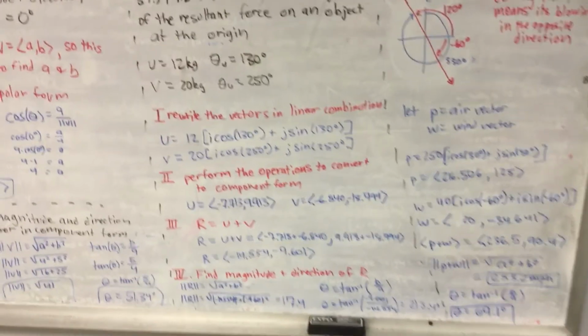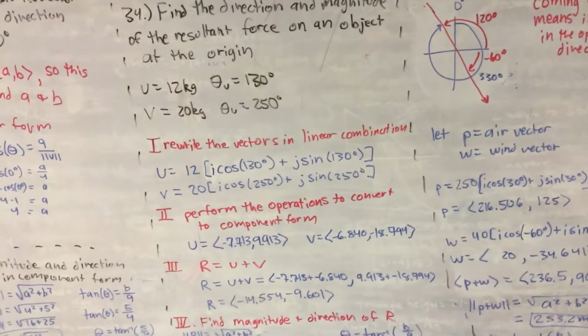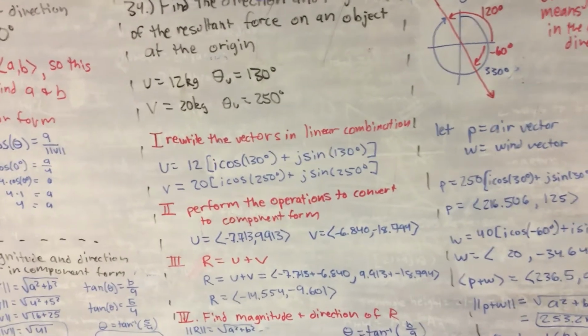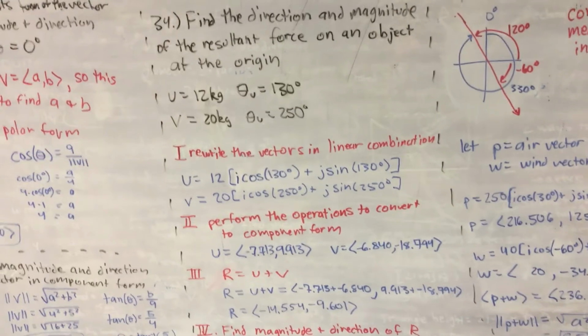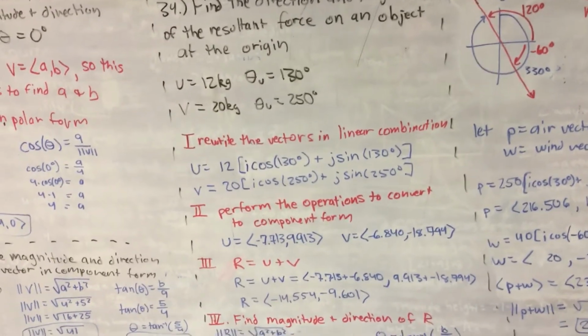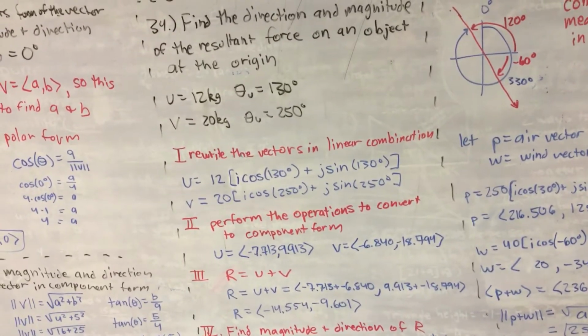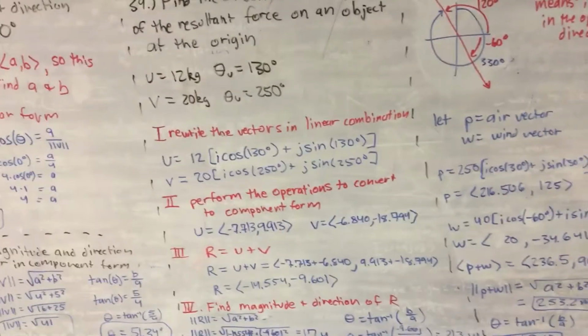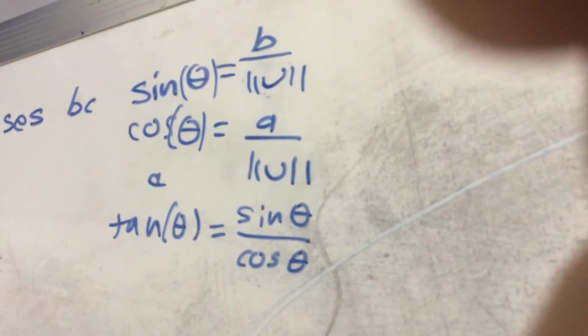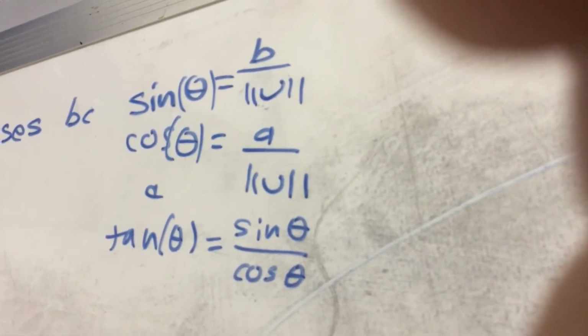First, we rewrite the vectors in linear combination. We perform the operations to convert to component form. What that means, I have the 12, the cosine of 130. So I take the cosine of 130, multiply it by 12, and that's my A. I have the sine of 130. I multiply that by 12, that gives me my B. Okay? It's just doing this operation, there we are, over again. So we're solving for A and B instead of theta. Okay? That's why it works that way.